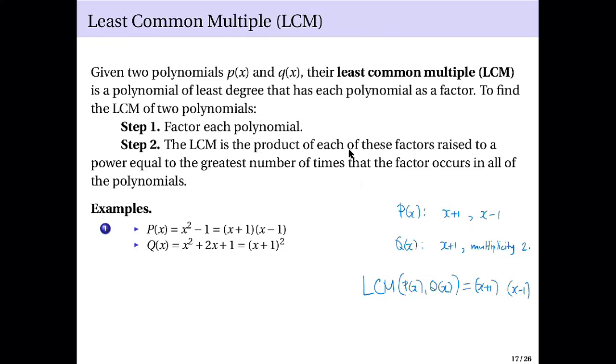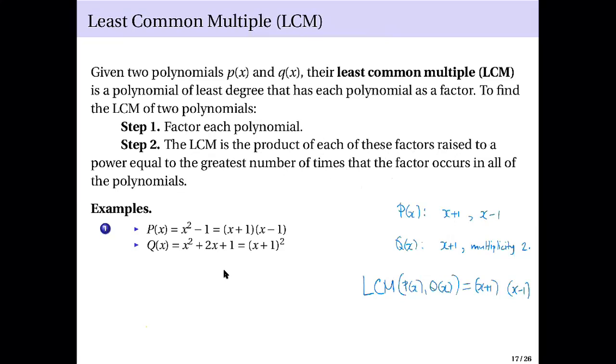LCM is the product of each of these factors. So x plus 1, x minus 1, and x plus 1. These are the factors. That's what we are talking about for this part. Now, look at this: raised to a power equal to the greatest number of times that the factor occurs in all of the polynomials. So what is this?